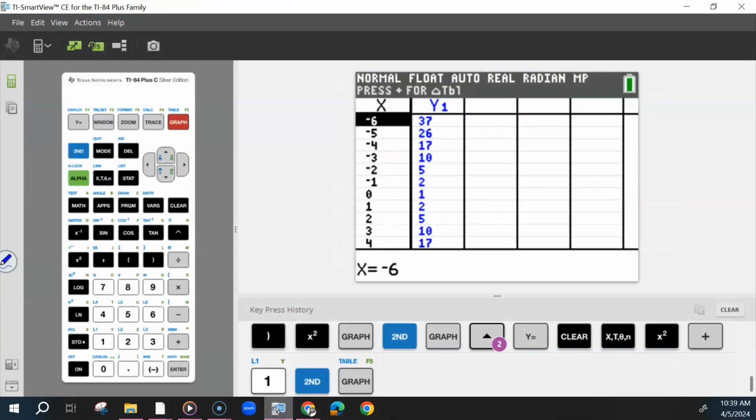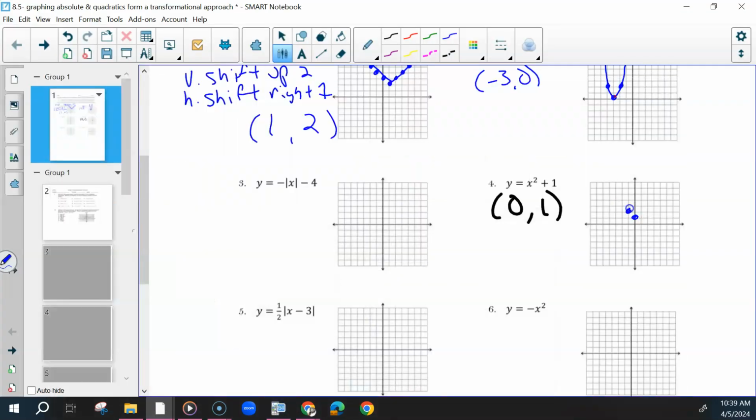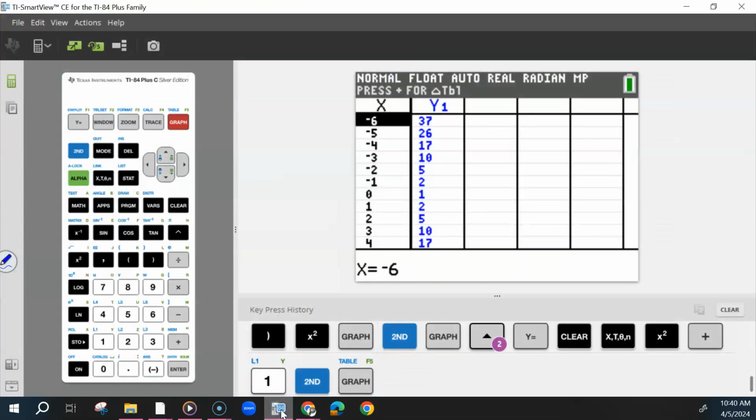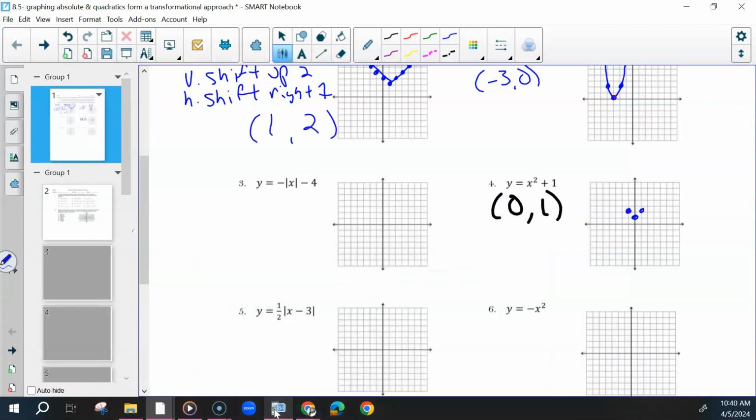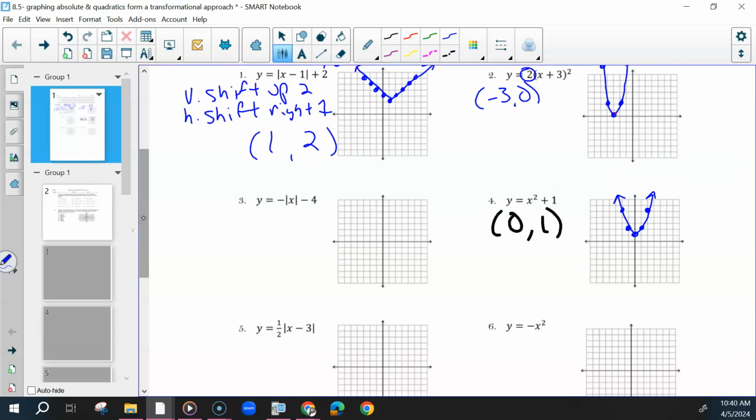And then we're going to graph the rest of these points, plot at least 5 points. So we go negative 1, 2, and 1, 2. And negative 2, 5, and 2, 5. I'm going to just go back and rewrite these transformations, just so we have them. What happened here? What transformation? Vertical shift up 1.